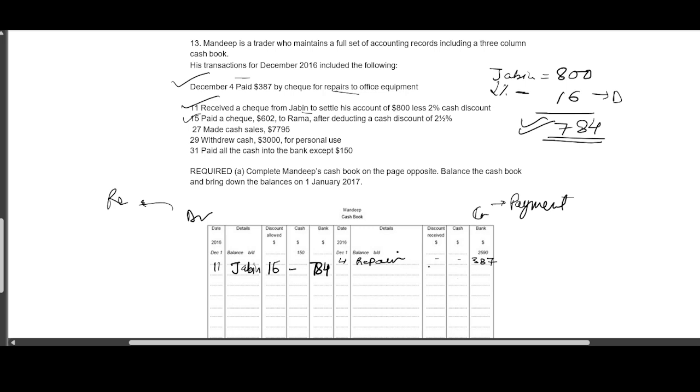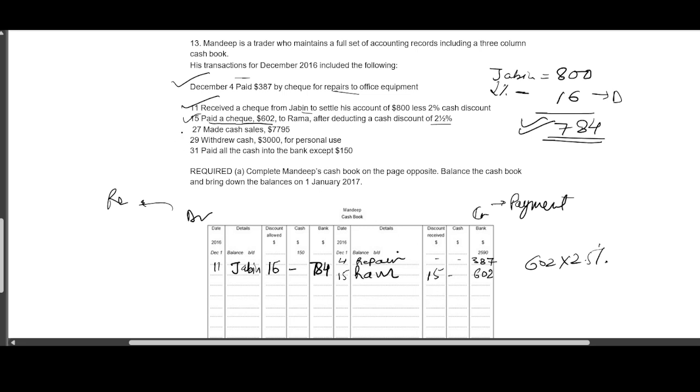Now on 15th, you paid a check. So paid means payment side. Whom you are paying to Ram. So on 15, you have to mention Ram and how much you paid, 602. They said it this time, they said directly, paid a check of 602. So without any other opinion, you just write down 602 in the bank column, and there is a 2.5%. So 602 times 2.5%, that is 14 point something or 15 point something. So after rounding it off, the amount is 15 as a discount.